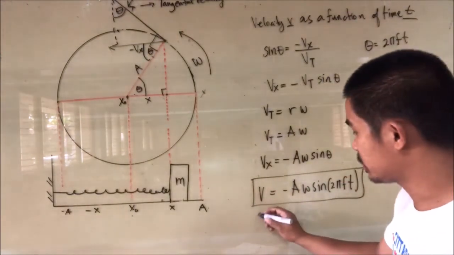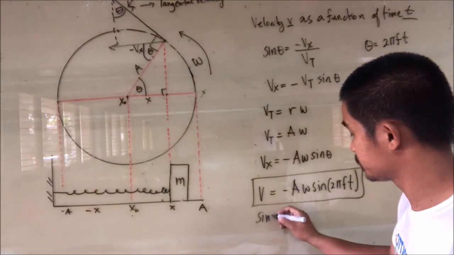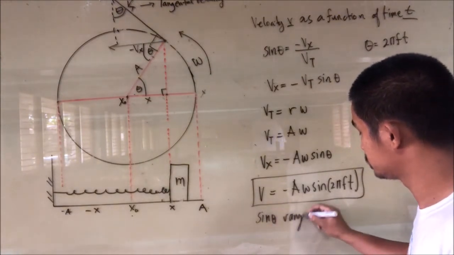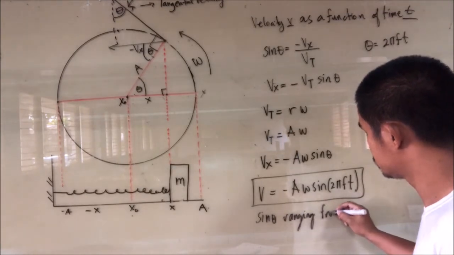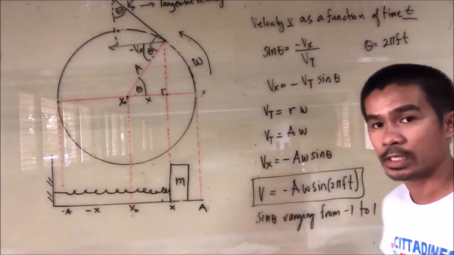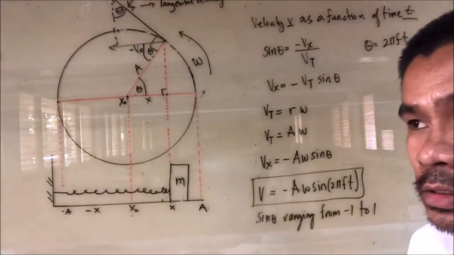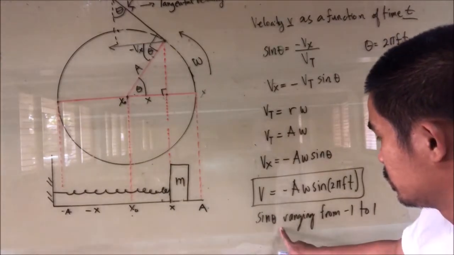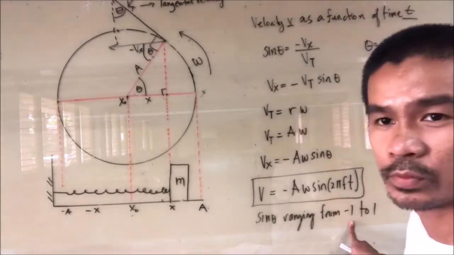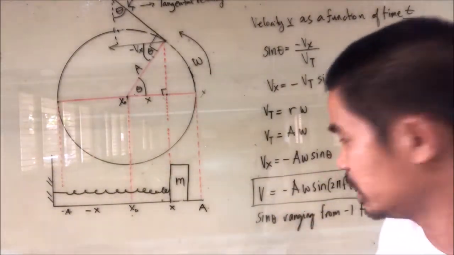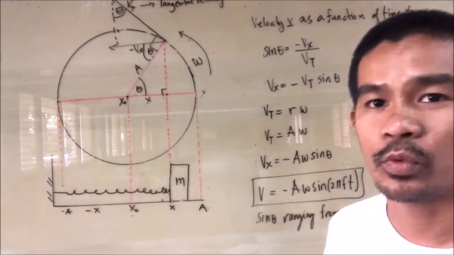Now sine theta is ranging from negative 1 to 1. Okay? The sine of any angle must be between negative 1 and 1. So the sine of angle theta is ranging from negative 1 to 1.